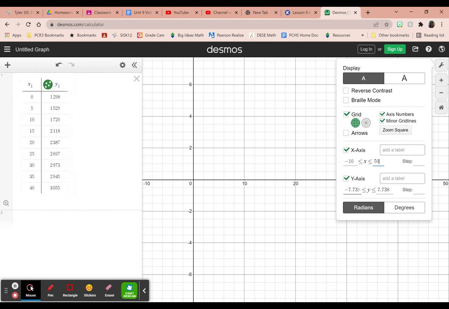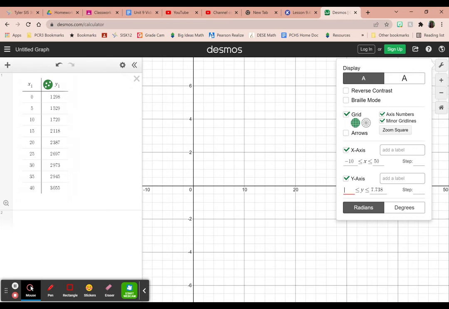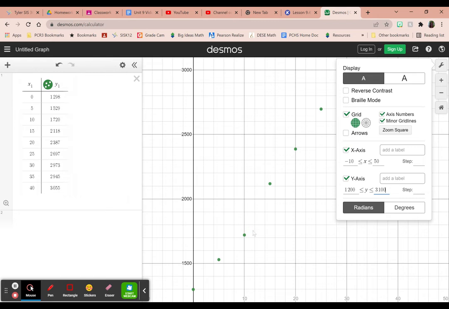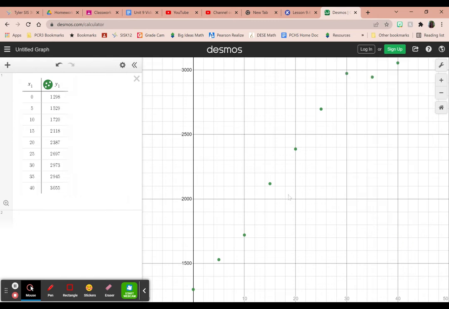And then the y is showing us from like negative 7 to positive 7. I'm just going to adjust this. Our y started at 1,000, so I'm just going to start this at 1,200. And then I'm going to end it all the way down at 3,100. And then I can see all my stuff here. Okay, so now I can see my points.